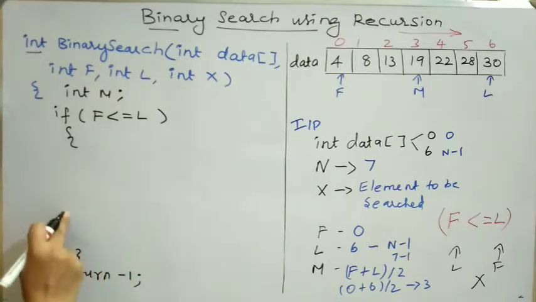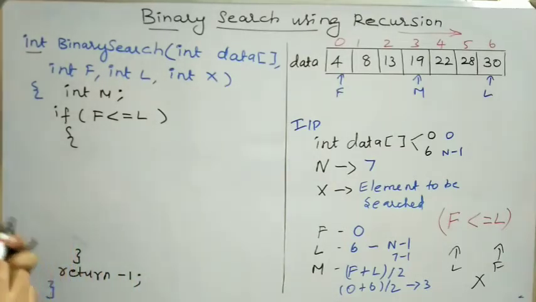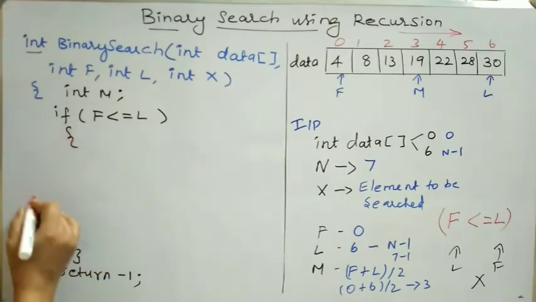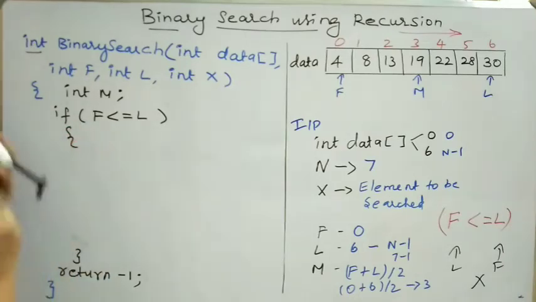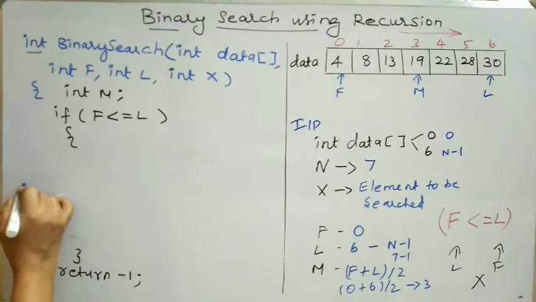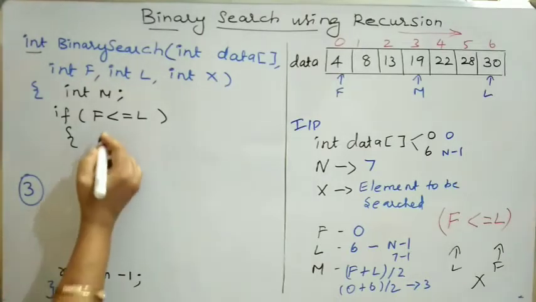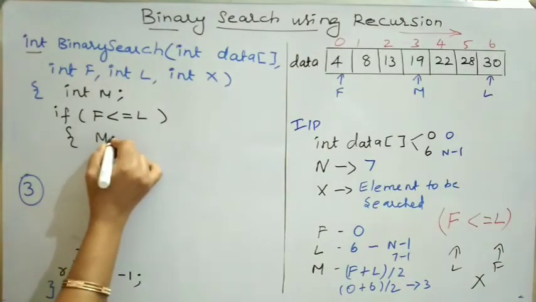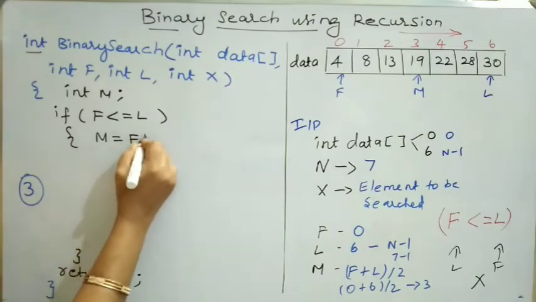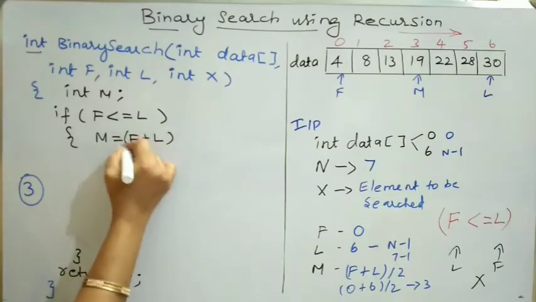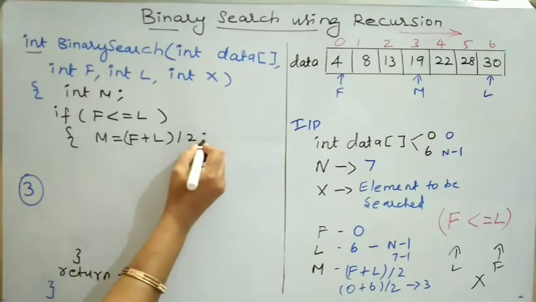If the condition is satisfied, I need to start my binary search operation by checking 3 different conditions. So I need to implement my binary search function by checking 3 different conditions once this condition is satisfied. So what is my first condition? Before that, calculate the value of m. m is equal to (f plus L) divided by 2.